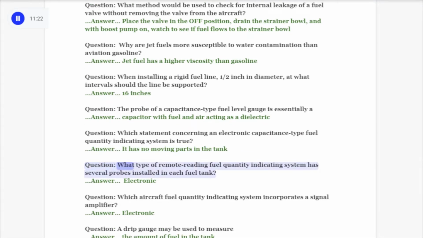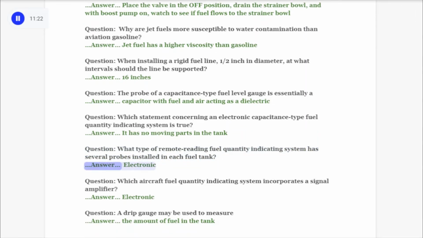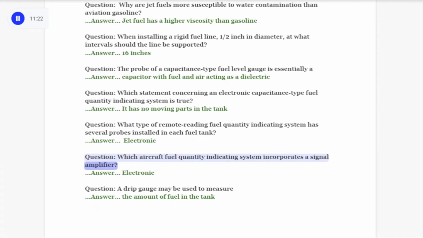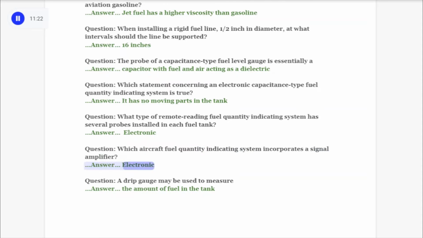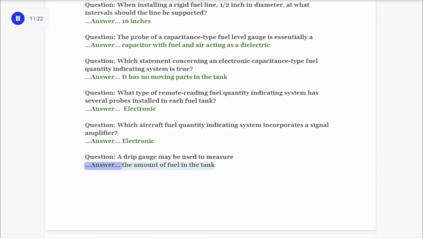Question: what type of remote reading fuel quantity indicating system has several probes installed in each fuel tank? Answer: Electronic. Question: which aircraft fuel quantity indicating system incorporates a signal amplifier? Answer: electronic. Question: a drip gauge may be used to measure? Answer: the amount of fuel in the tank.